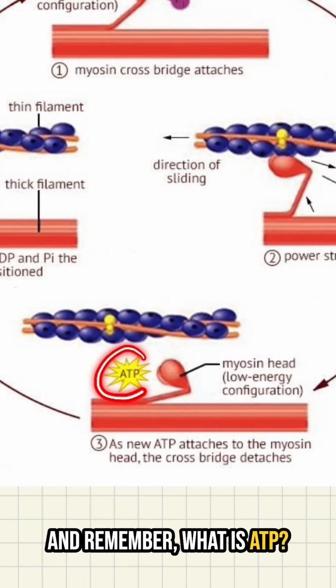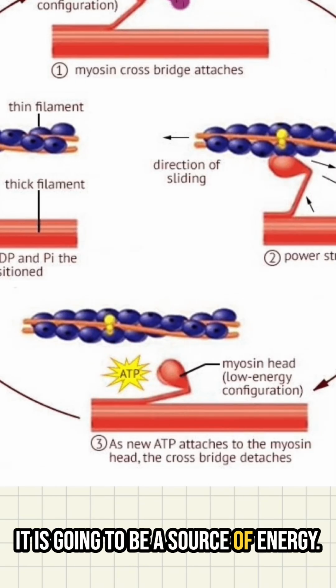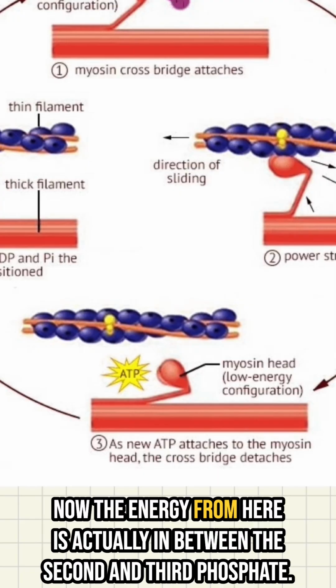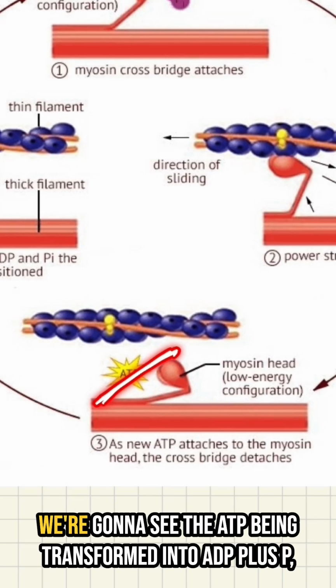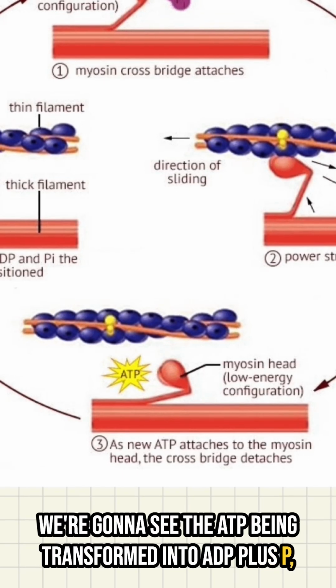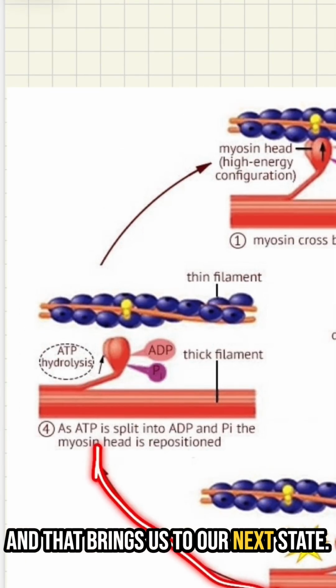And remember, what is ATP? It is going to be a source of energy. Now, the energy from here is actually in between the second and third phosphate. So what we're going to see is a splitting of the ATP. We're going to see the ATP being transformed into ADP plus P, and that brings us to our next state.